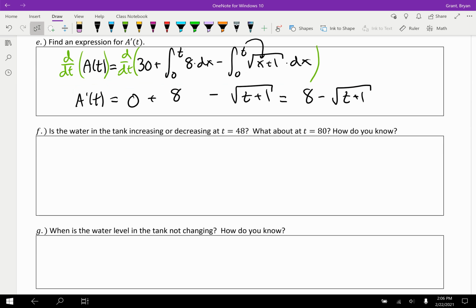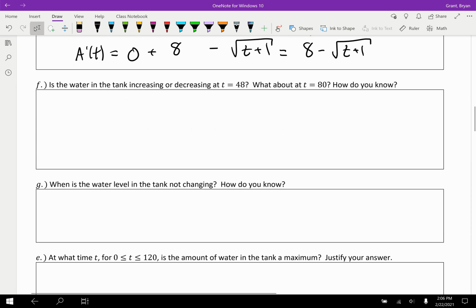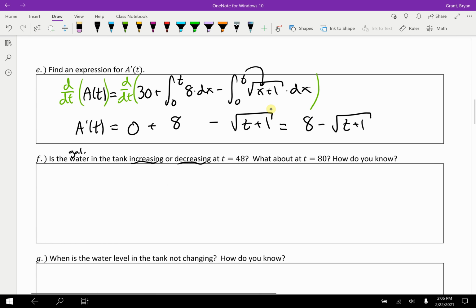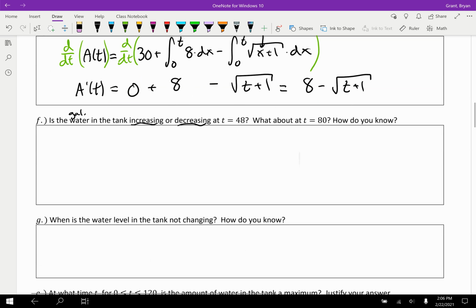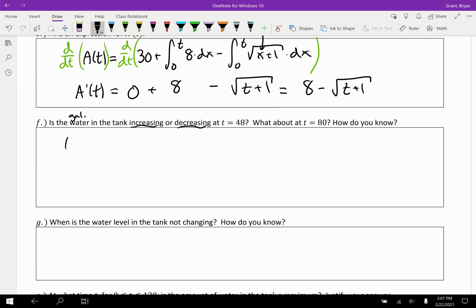F says, is the water in the tank increasing or decreasing at t equals 48? What about t equals 80? And how do you know? All right, well, we can go through and do this right now. So increasing, decreasing, water is in gallons. Increasing, decreasing is like the derivative of what we're trying to find, right? That's how we do increasing, decreasing, which means if water gallons is A of t, then increasing or decreasing will be A prime of t. So I think this could be as easy as just finding A of 48.